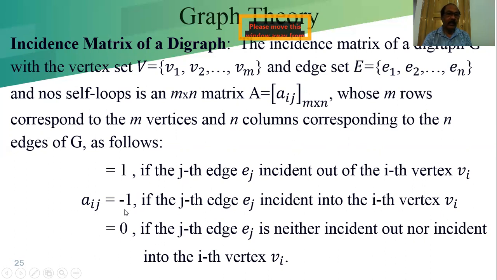Some books treat it the inverse way, the reverse way. This one is represented by -1 and this is represented by +1. And if the edge is not incident in or incident out at other vertices, then it is 0. If the jth edge is neither incident out of nor incident into the ith vertex vi, then that equals 0. With the help of this definition, we have to find out the incident matrix of a diagram.